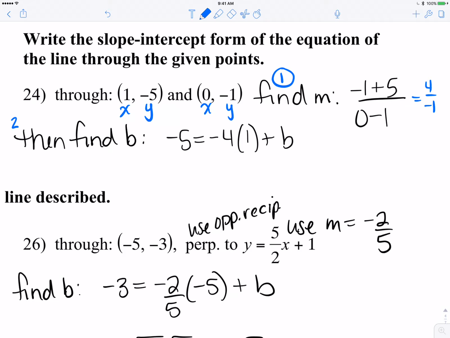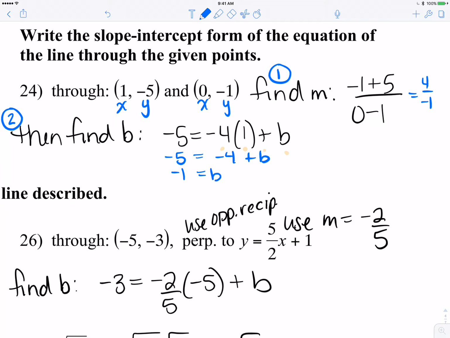Then your second step is to find b. You can plug in either x and y with the -4 slope. So I just chose the first x and y. So -5 is y equals, slope is -4, and x is 1 plus b. Now I'm going to solve this equation for b. So that's -5 equals -4 plus b. Add 4 to both sides, and -1 is your b value. Alright, you have m, -4, and b, -1. So the equation of the line is y equals -4x minus 1.